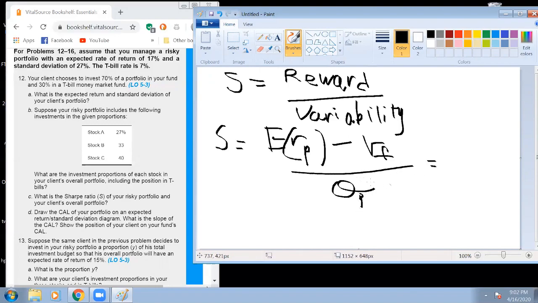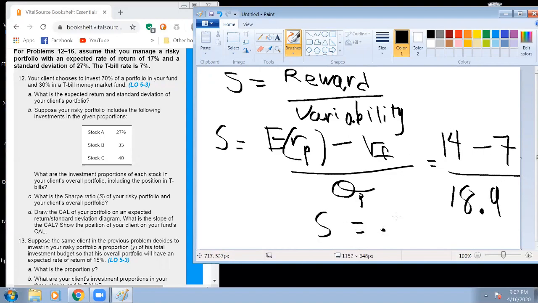So in the case of the whole portfolio, we already calculated our return is 14%. The risk-free rate is 7%, and the standard deviation there was 18.9%. So you go ahead and make the calculation. You can see the Sharpe ratio is actually equal to 0.3704. So that's our Sharpe ratio.